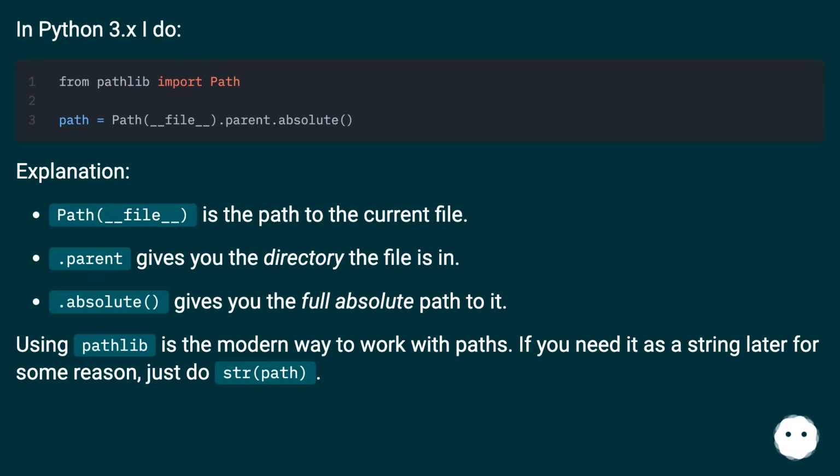Explanation. Path __file__ is the path to the current file. .parent gives you the directory the file is in. .absolute gives you the full absolute path to it. Using pathlib is the modern way to work with paths. If you need it as a string later for some reason, just do str(path).